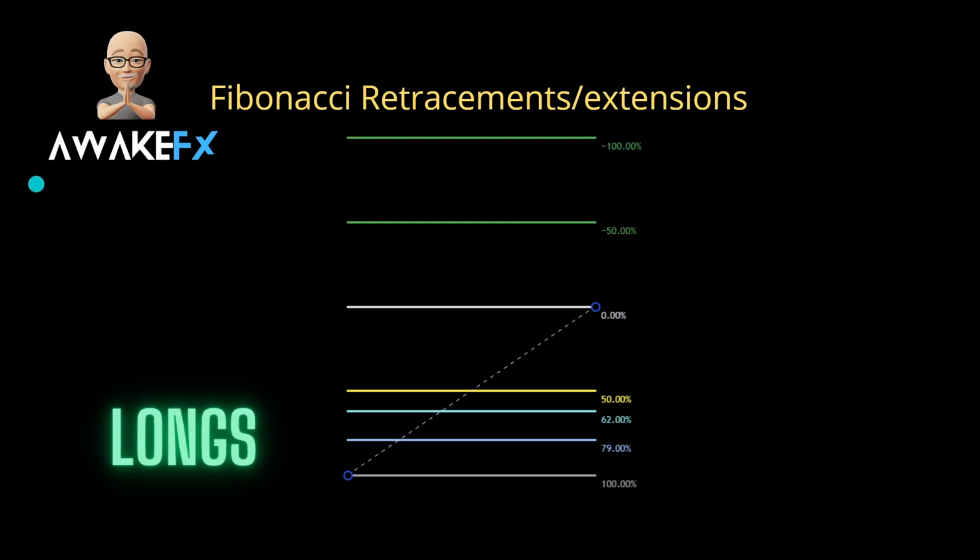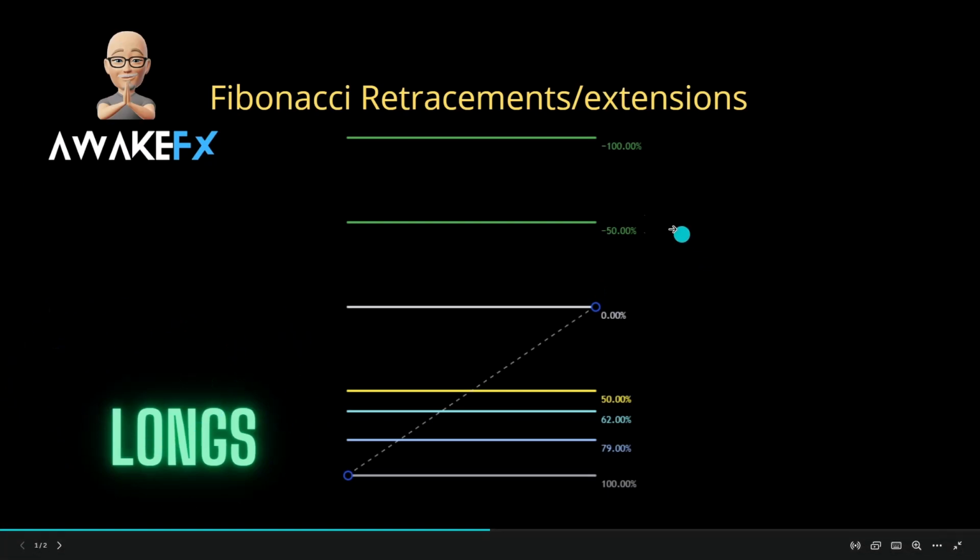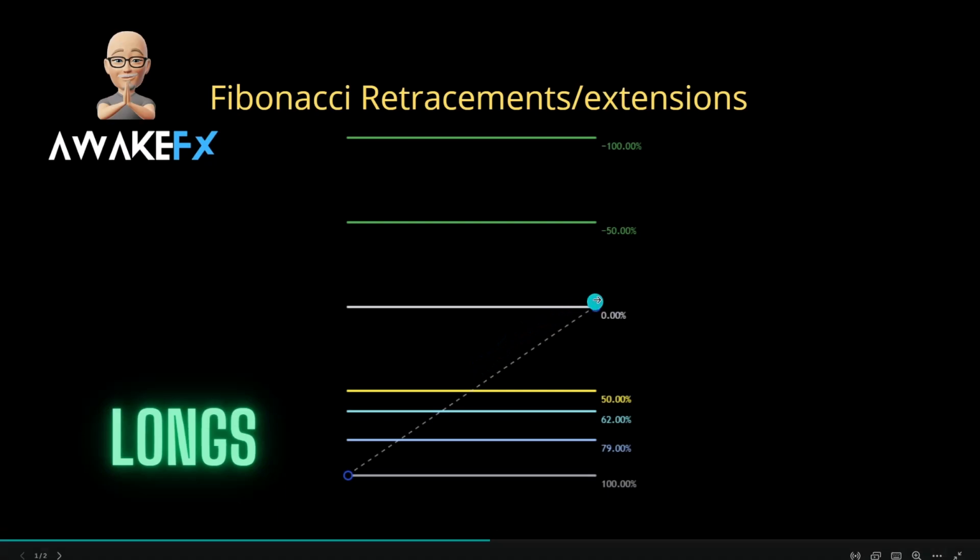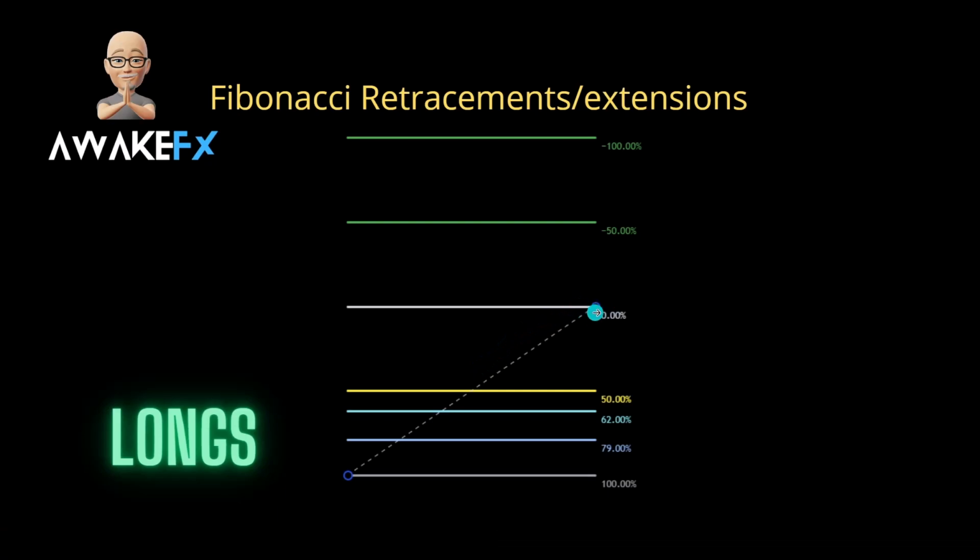Now, when we're going long or when we're buying, the way we would use our Fibonacci retracement tool is by dragging from the bottom left here up along the major swing to this point here, the 0% line, and that will plot automatically the 50% retracement, 62%, 79%, and these are the retracement levels here below. And then above, the tool will also plot your negative 50%, negative 100% above.